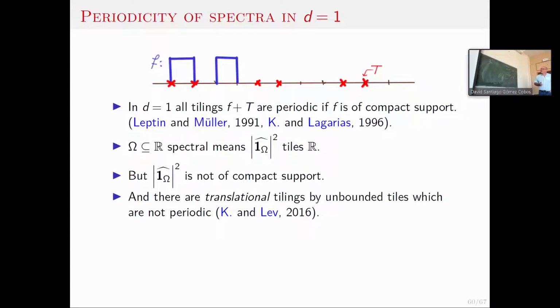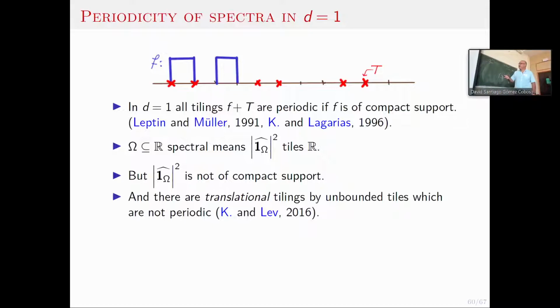Okay. And so is this true for spectra? Because a spectrum is also a kind of tiling. So for omega to be spectral, it also means that this tiles. So does this theorem apply? No. Because this guy here is never of compact support. When omega is an indicator, this is never of compact support, because if it were of compact support, the indicator function would be continuous, which it is not.